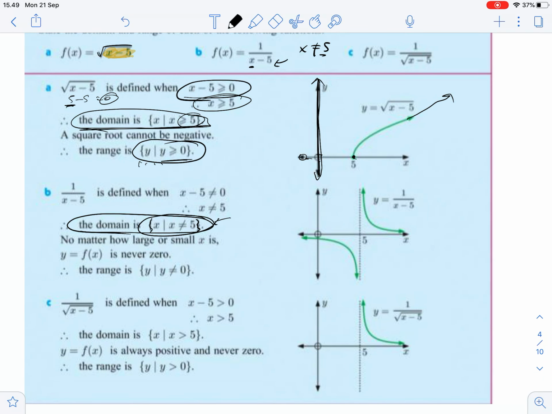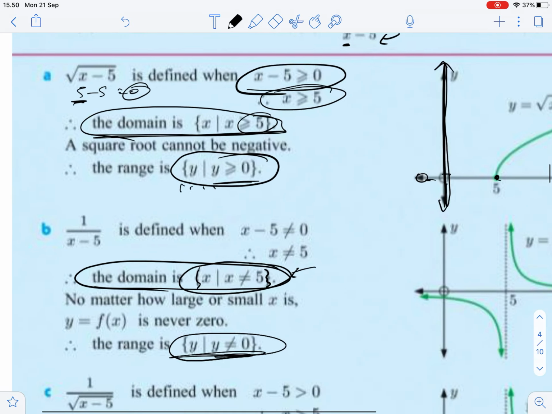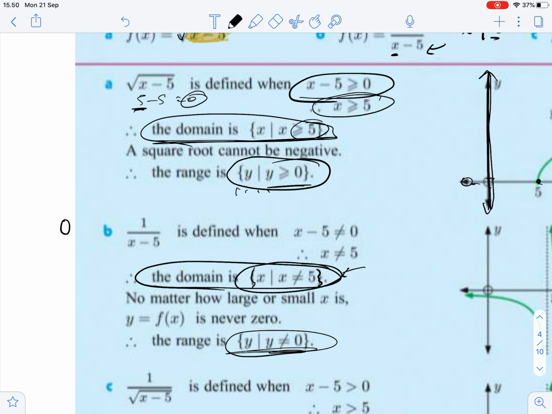For example, we know that this function right here is never 0. Now, how do I know that? Well, how do I know, Mr. Josh, that this function is never 0? Well, I know that y is never 0 because just look at this function. For a fraction to be 0, you have to have 0 over some number. Well, we have a 1 in our numerator, so it will never be 0. So our range can never be 0.